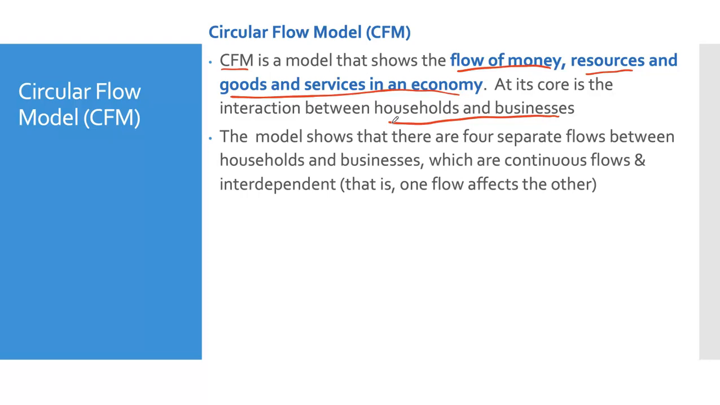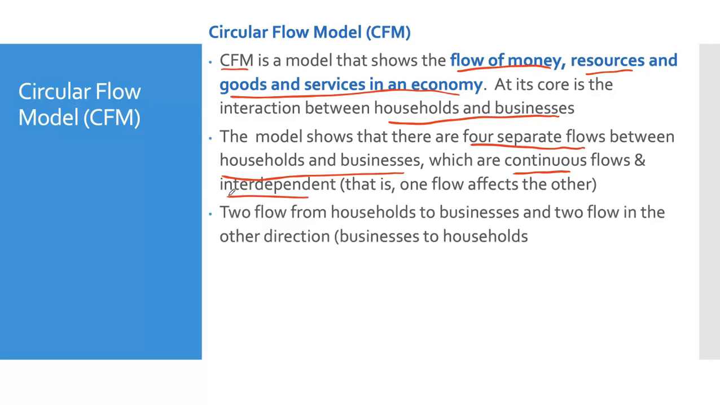The model shows that there are actually 4 separate flows between households and businesses. We're going to go through those 4 flows. What's important to understand is that they are continuous, they keep flowing, and interdependent. One flow affects the other. So this is something that is always happening in an economy and they are interacting with each other.